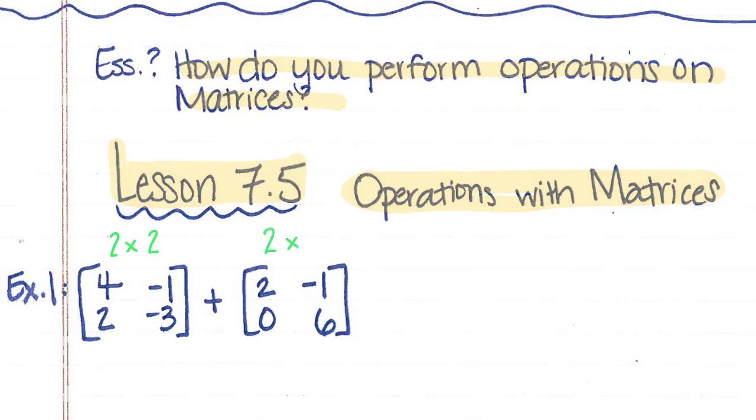A 2 by 2 added with a 2 by 2 you can do because you're going to add row 1, column 1 with row 1, column 1. So you get 6. Row 1, column 2, and row 1, column 2, negative 2. Row 2, column 1, 2. And row 2, column 2, you get 3. So the matrix has to be exactly the same. It has to be a 2 by 2 and a 2 by 2.